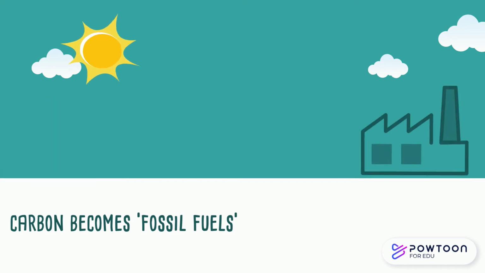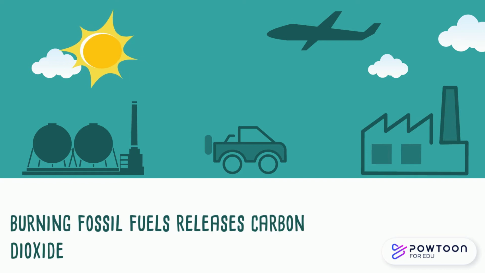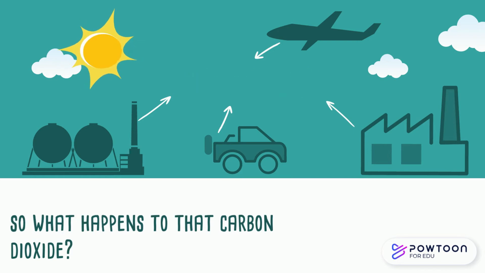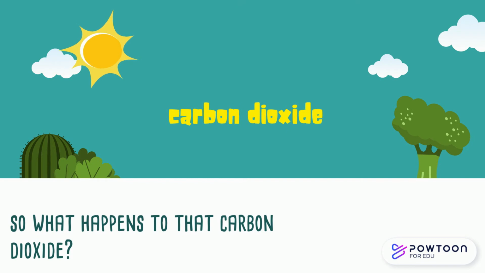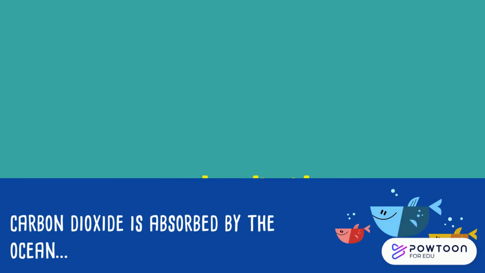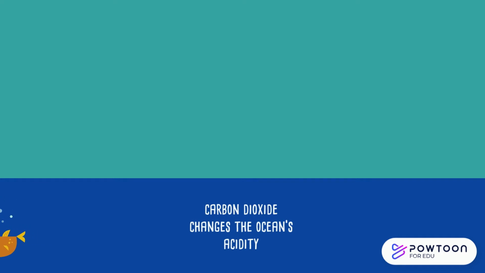When factories, cars, power plants, and planes burn fossil fuels, you guessed it, they release carbon dioxide back into the atmosphere. If there's more carbon dioxide in the atmosphere than plants can absorb, it is absorbed by another carbon sink, the ocean. This affects the ocean's chemistry, changing its acidity.